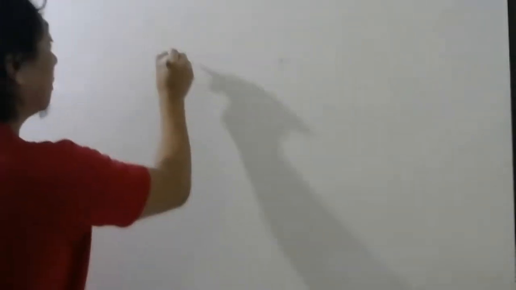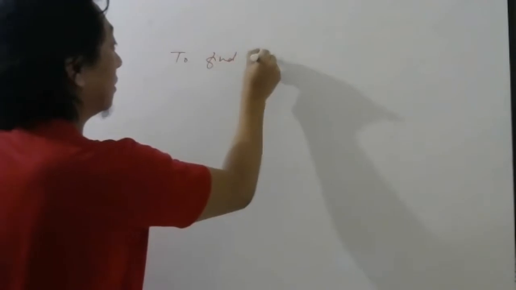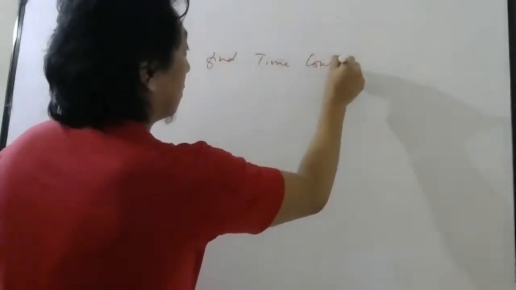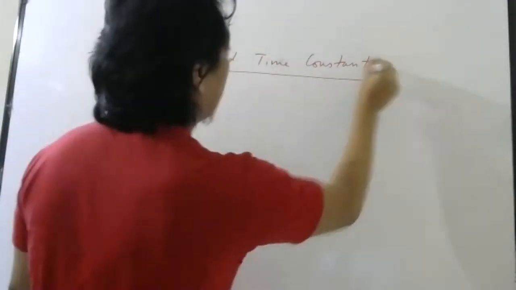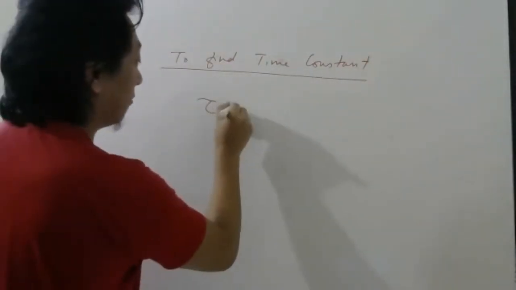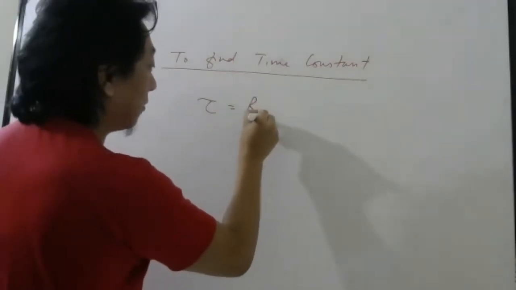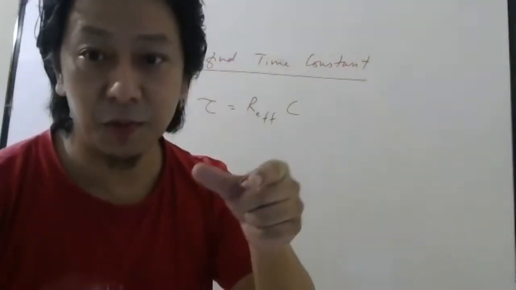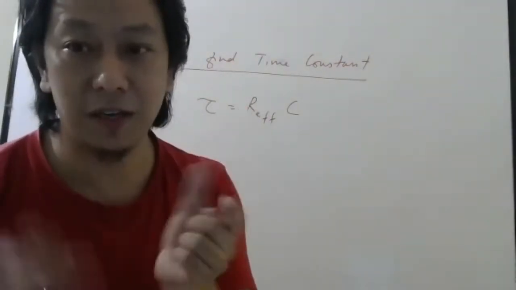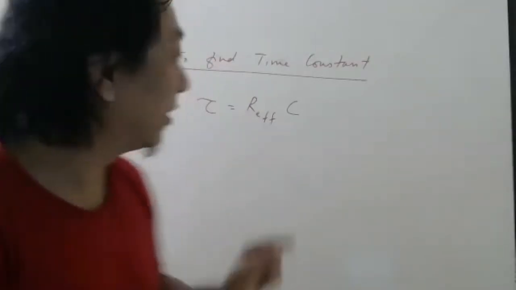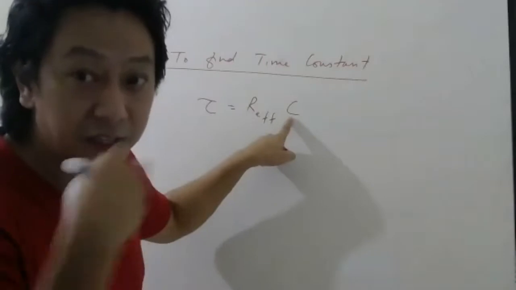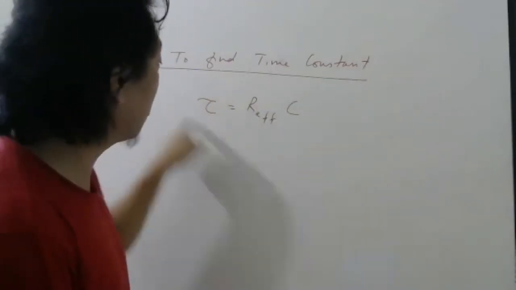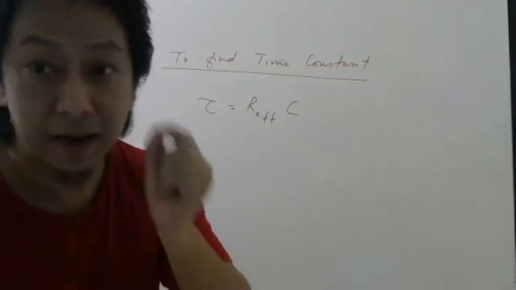So for that, let me quickly tell you how to find the time constant so that you can start solving the assignment. The time constant of any RC circuit will be R effective into C. That is the formula for that capacitor which is getting charged. The capacitor will be one only; if there are two, individually we have to do. So for the capacitor which is getting charged or discharged, the time constant is R effective into C.